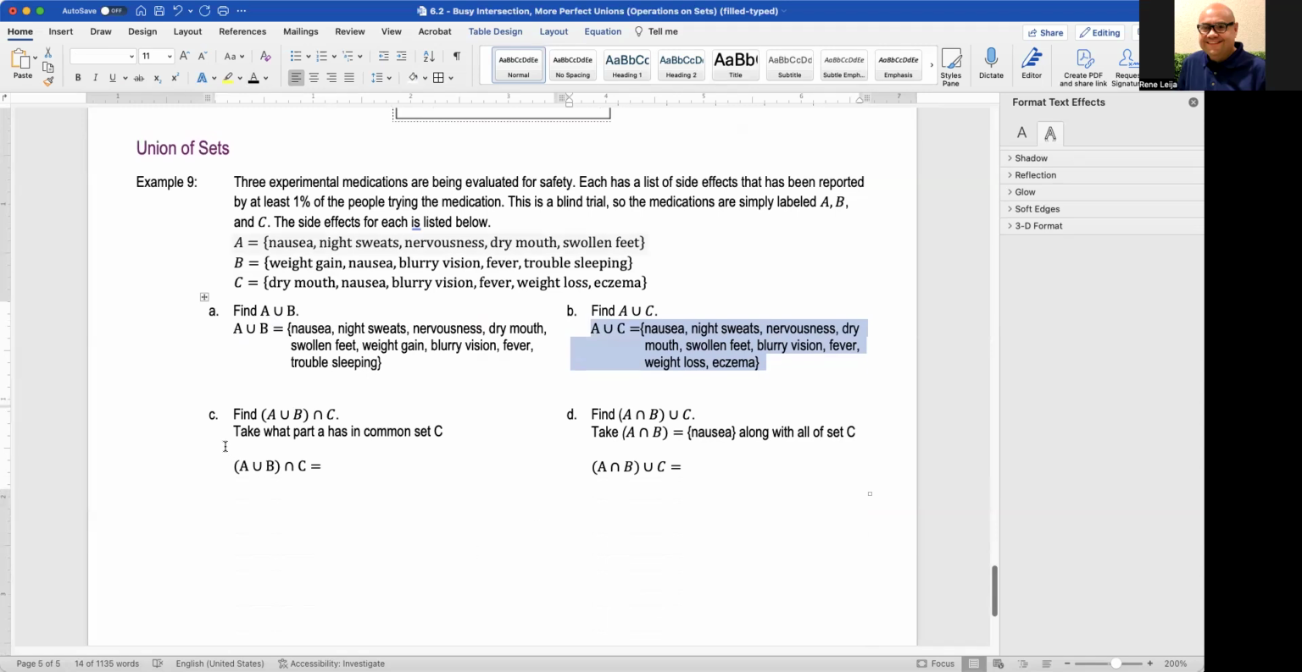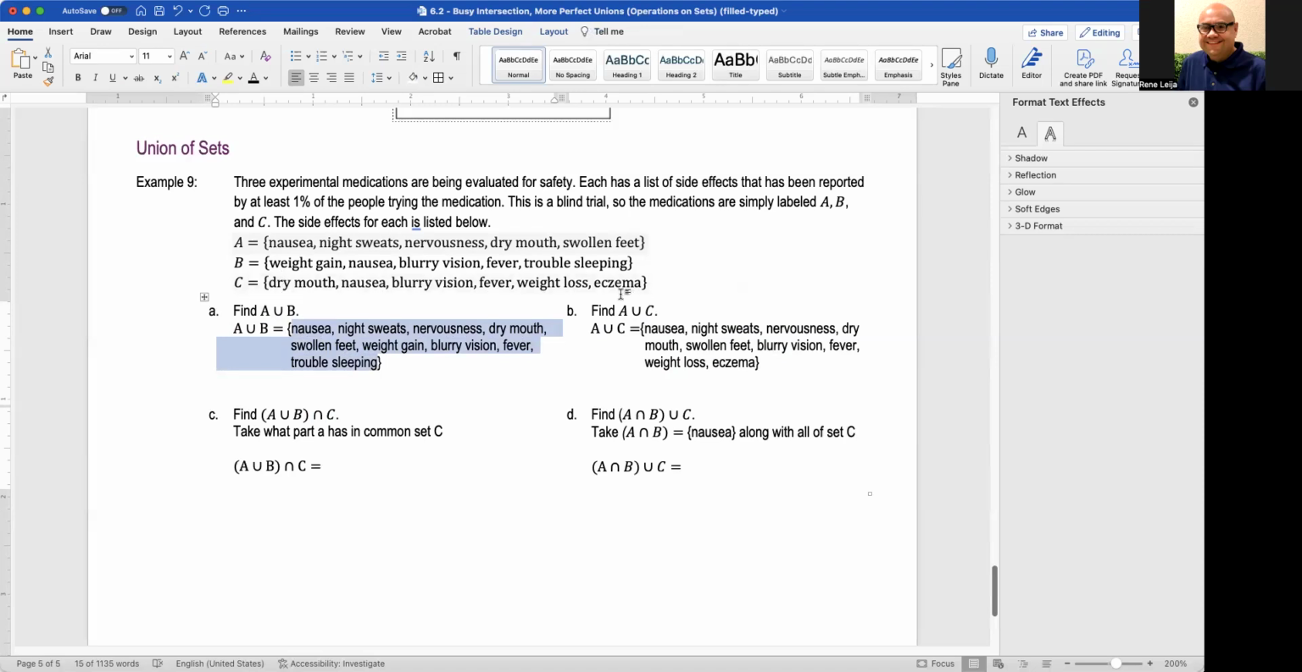Now for these last two, because these are beginning to get a little bit more involved, but notice it says find A union B intersect with set C. Now you've already done A union B, so that's this. So you're going to take what part A has in common because this is the intersection. So you're going to take this, part A, intersect with set C.